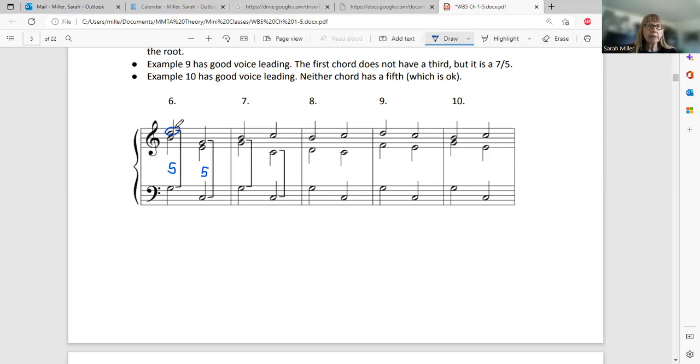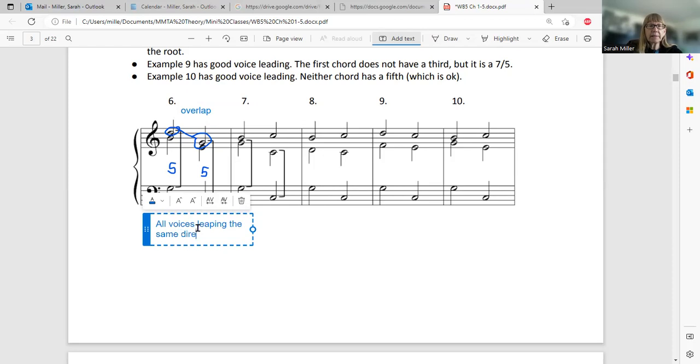Here, the soprano is jumping to a note that is lower than the note the alto just sang. That is called overlap, and that is not okay. So there's more than one bad thing going on here. Plus, it's just poor voice leading because all of the voices are going the same direction, leaping. I'm typing that so you can see. And that makes it very hard to sing.